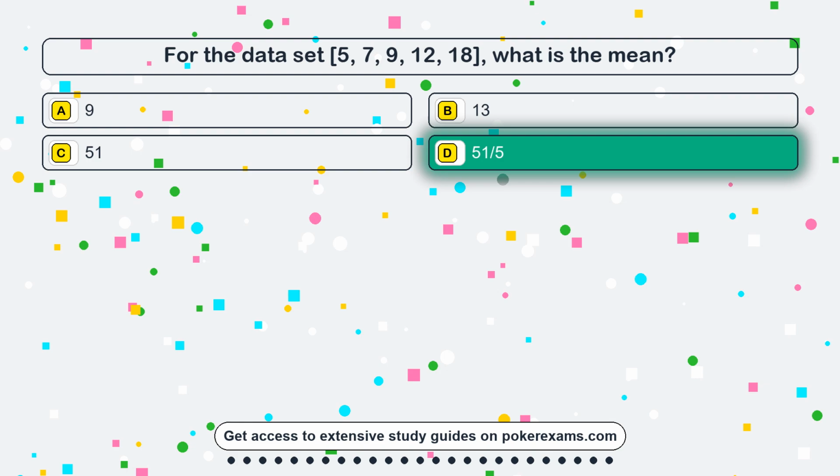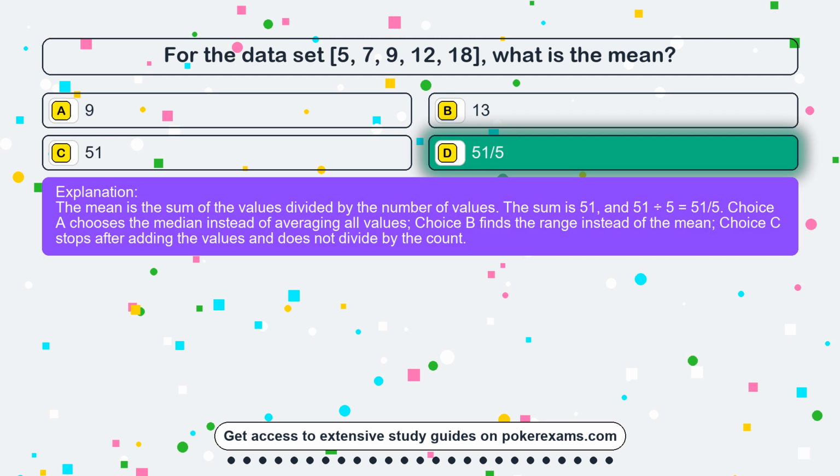The correct answer is option D, 51/5. The mean is the sum of the values divided by the number of values. The sum is 51, and 51 divided by 5 equals 51/5. Choice A chooses the median instead of averaging all values, choice B finds the range instead of the mean, choice C stops after adding the values and does not divide by the count.